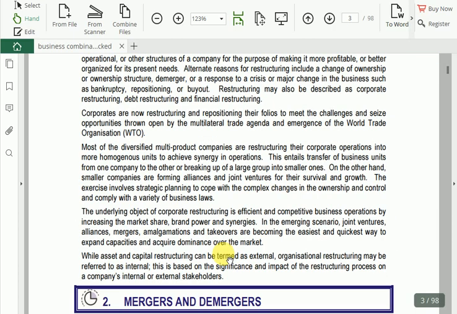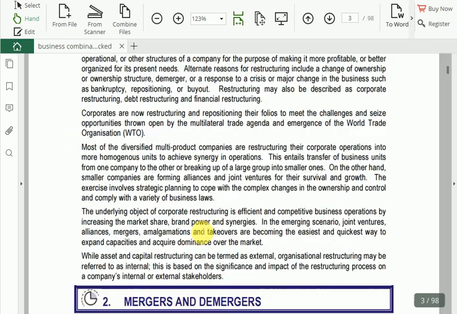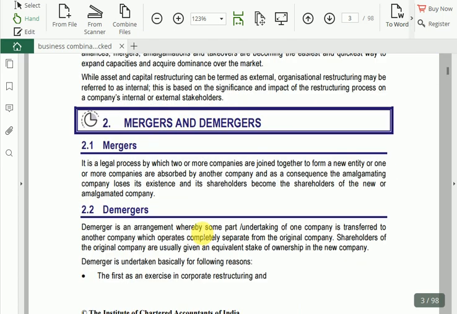Next is the introduction. Please pause the page and have a look at the introduction for 10-15 seconds. I am not going through it. You can pause, or you can download the CA Institute module and read the introduction. Then next is mergers and demergers.